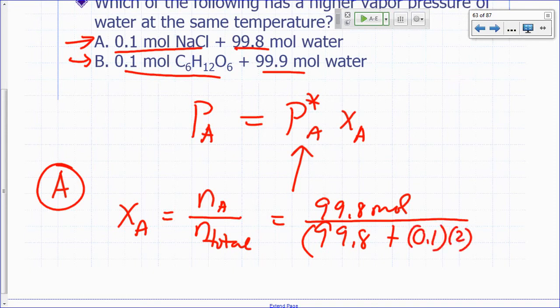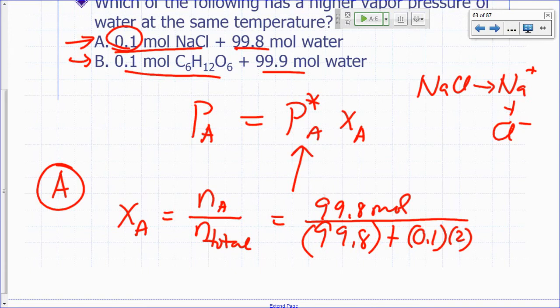0.1 times 2. Why do you multiply this 0.1 by 2? What do you know about sodium chloride in water? What does it do in water? It ionizes. It actually gives you 2 particles. Okay? So that's the idea behind colligative properties. You have to be looking at the total solute concentration of solute particles.